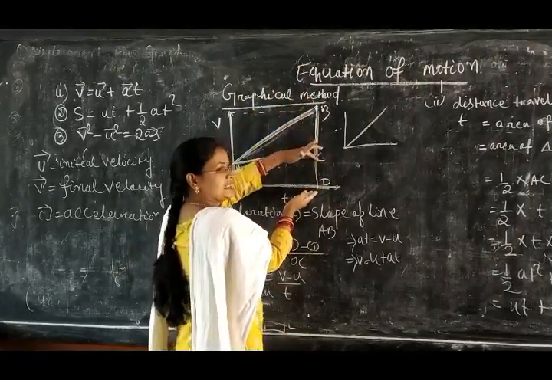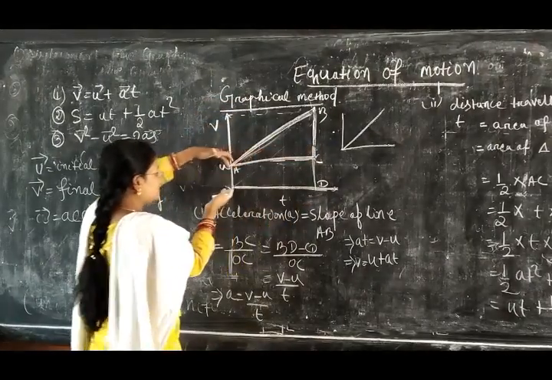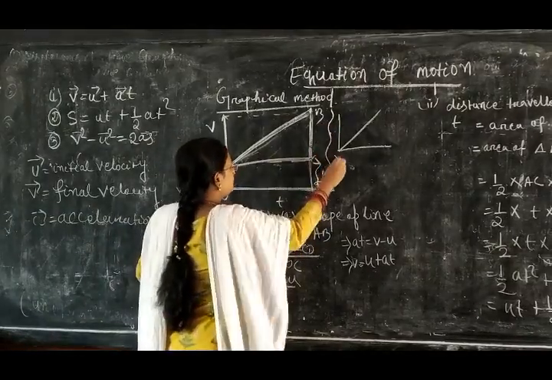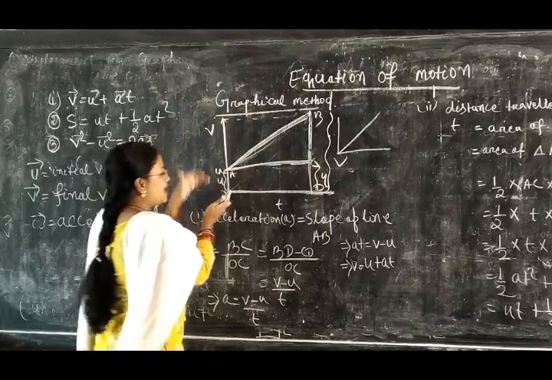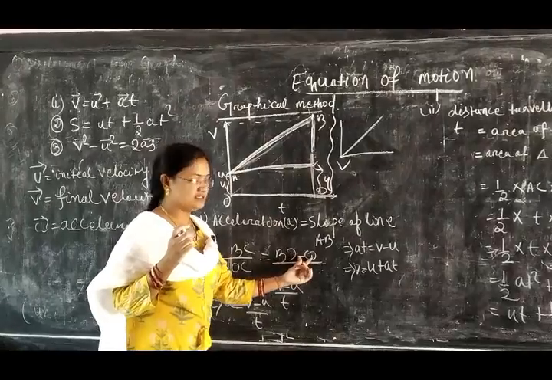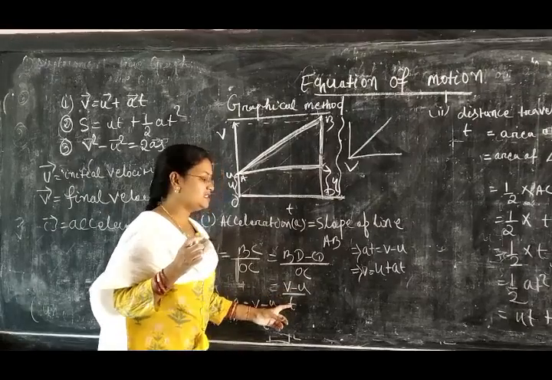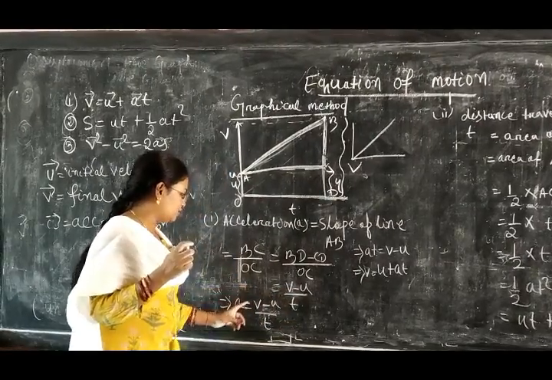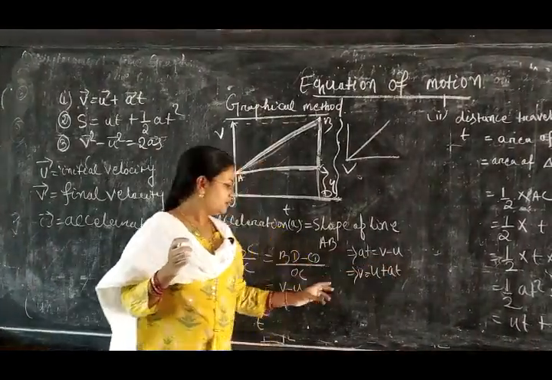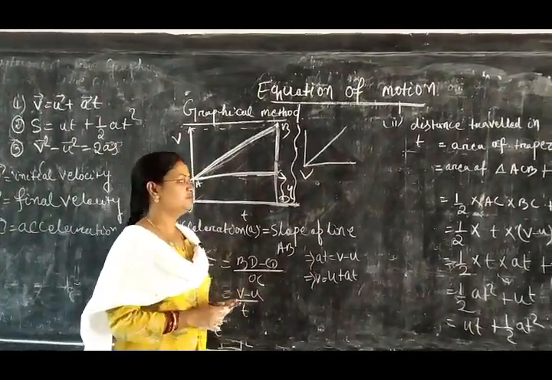And BC is total BD minus CD. BD in total is V, and CD in total is U. This one is U, and this total is V, and this one is T. So BD minus CD, where BD is V and CD is U. So V minus U by T. So acceleration a equals V minus U by t, and a into t is V minus u, then v equals u plus at. This is all about the first equation of motion.